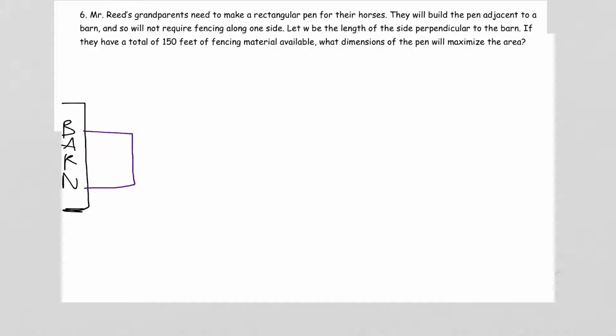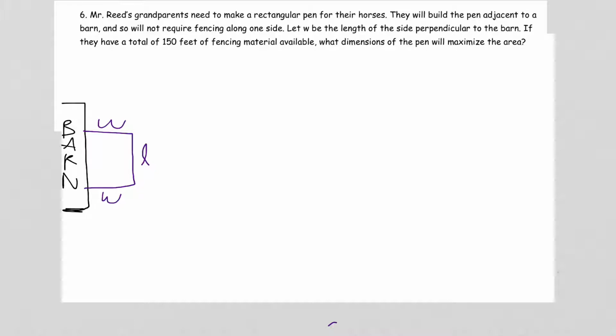It says, let W be the length of the side perpendicular to the barn. So we have a W right there, which means we also get a W right there. So we need to call that other length something. Let's just call it L for length. All right, so what do we know? We know that we have a total of 150 feet of fencing material available, and we want to know, based off of that restriction, what dimensions will maximize that total area.